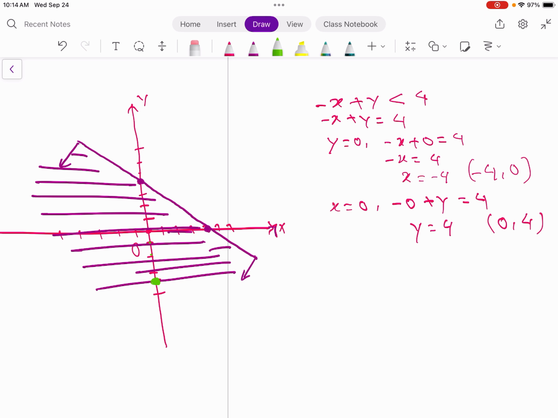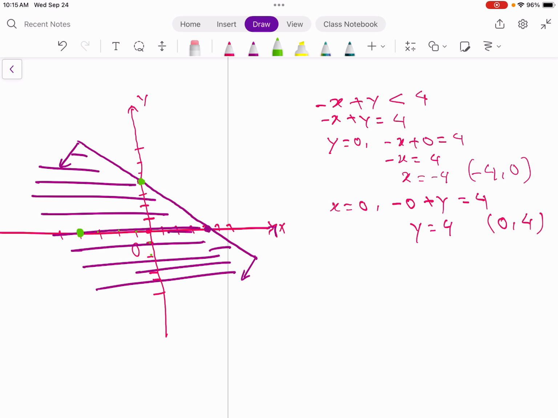Sorry, this is not negative 4, 0. Negative 4, 0 is on the other side, right? Negative 1, negative 2, negative 3, negative 4. This is negative 4, 0. Now 0, 4 is the same point here.